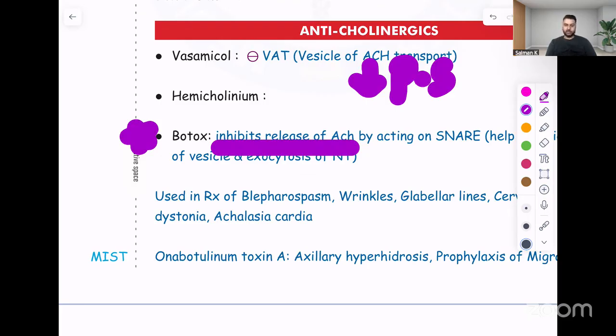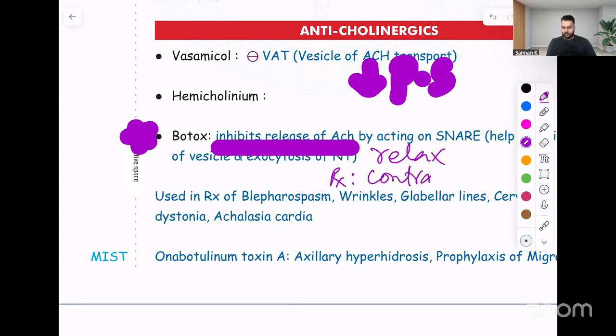Botox blocks the release of acetylcholine. Now, you must understand, if acetylcholine is less, the muscles will relax. And logically speaking, the muscle relaxation can help people who are having some contraction. That means this relaxation can help you treat some kind of contraction. Did you understand this? These are all examples of this. That's it. Okay, this is about Botox.